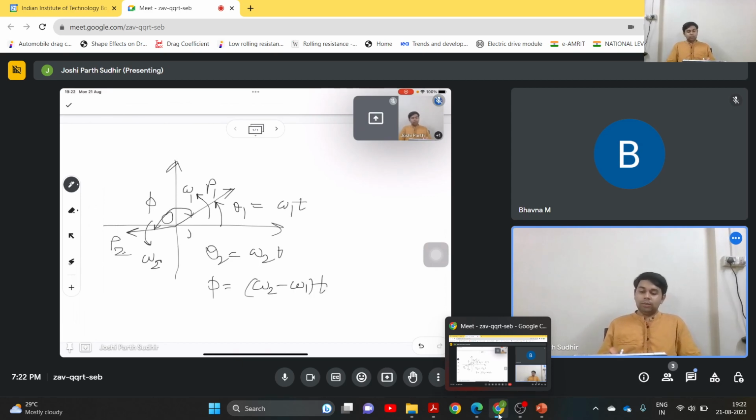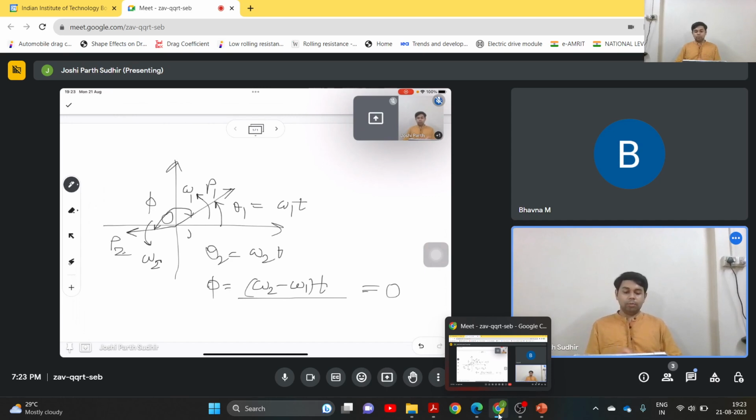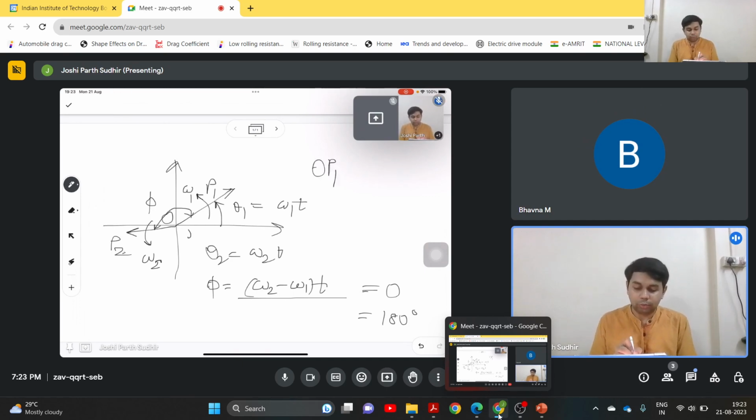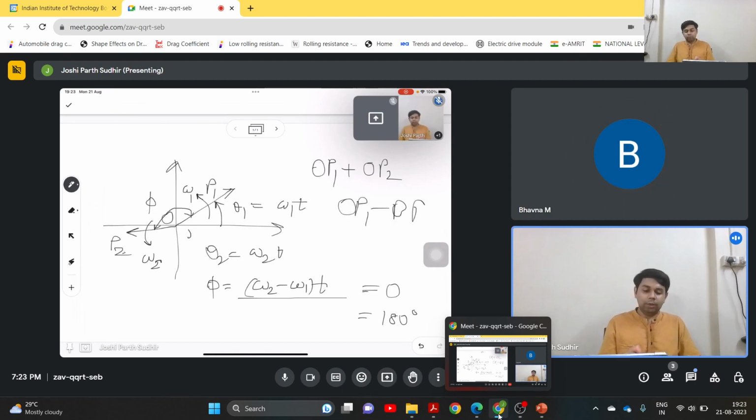So this phase difference will basically depend on the difference between the two angular velocities. At some point of time the phase difference will be zero, and at some points it will be 180 degrees. When the phase difference is zero, then the net amplitude will be the sum of the two amplitudes, OP1 plus OP2. And when they are 180 degrees out of phase, then it will be OP1 minus OP2.